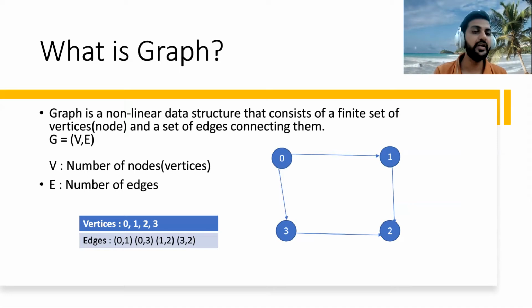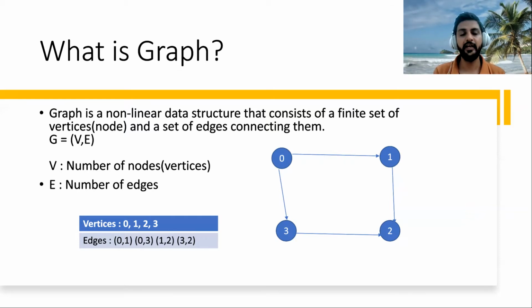It is a non-linear data structure that consists of a finite set of vertices and a set of edges connecting them. And how do we represent a graph? We can represent a graph with the help of V and E: G = (V, E), where V is the set of nodes and E is the set of edges in the graph. I hope it is clear.